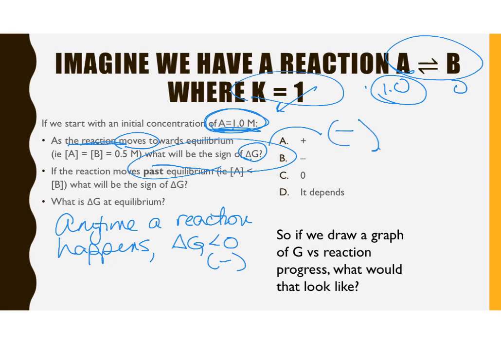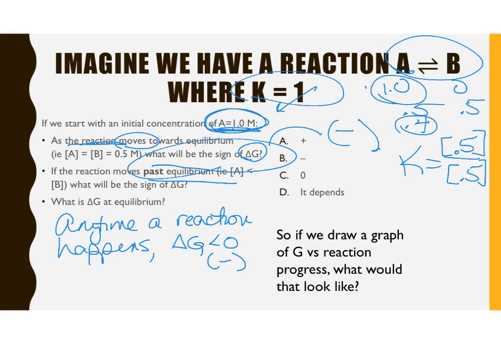Now, if the reaction moves beyond the equilibrium, okay, so remember equilibrium is when the concentrations of each of them are equal. And so if it moves beyond that, so now instead of 0.5 of each of them, that means we would have less of A, right, and more of B. So if it did move, what would delta G be? In that case, remember equilibrium is the lowest possible energy. So if it moved beyond equilibrium, delta G would be positive.